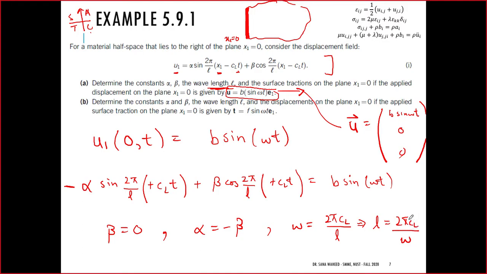And remember C_L is a constant. The phase velocity we have now just discovered a little while ago, that's a constant that depends on the material. So this is not going to change. Ma'am? Yes. Alpha should be equal to minus b, not minus beta. Thank you so much. Yes, alpha is actually equal to minus b, not this. Thank you, minus b.